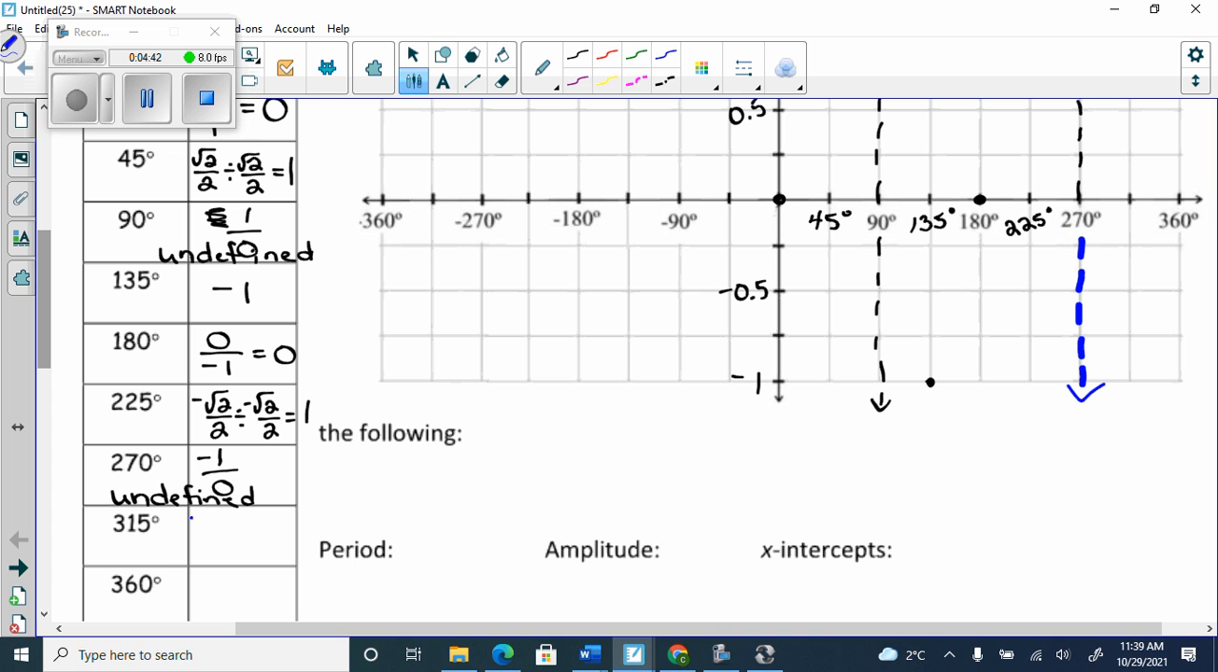Okay. 360 or 315, let's do. So it's going to be y, which is negative root 2 over 2, divided by x, which is root 2 over 2. So I get negative 1, which makes sense because that's in the C of cast. So tan should be negative. So at 315, I have negative 1. And then at 360, my y is 0, my x is 1, and I'm back to 0.